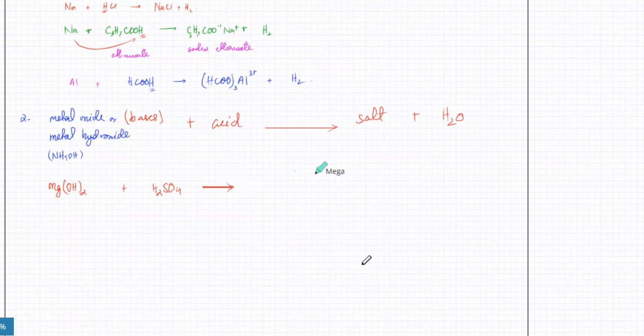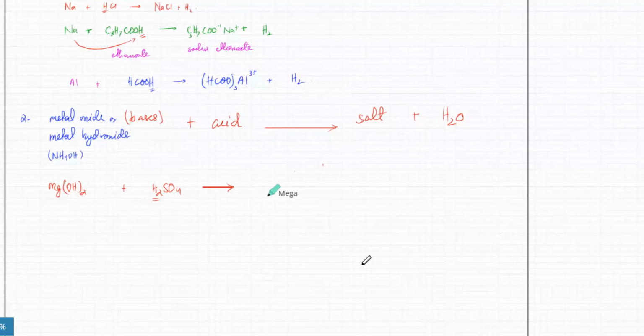The salt will be formed in the same way. The H gets replaced by Mg, so it's going to be MgSO4. Meanwhile, Mg is +2 and SO4 is -2. So forget the H. It's going to be MgSO4, plus water.